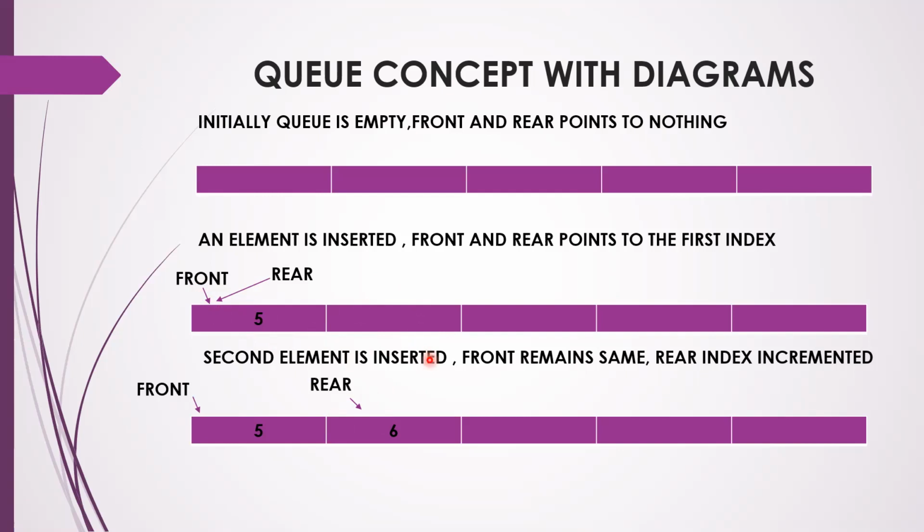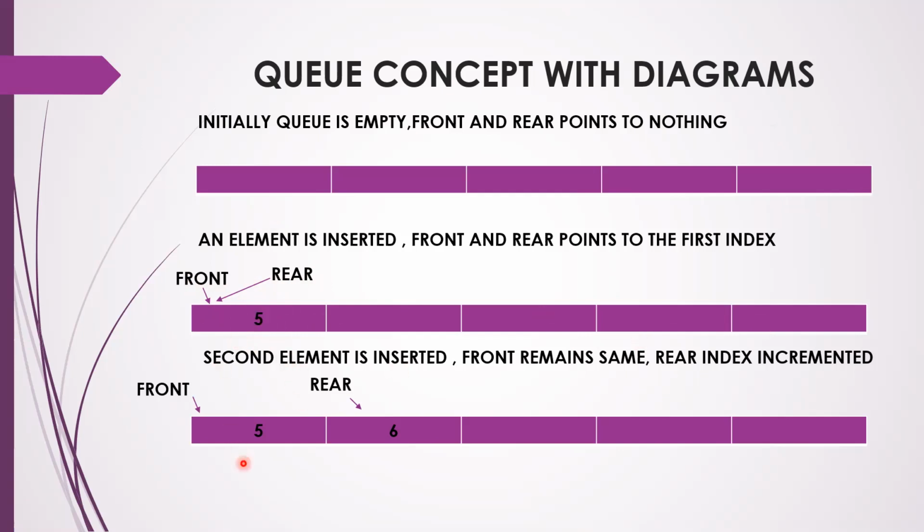So insertion always occurs at the rear end, at the back end. So you have to first change the rear end, that is you have to increment it, and then you have to do an insertion. So initially you will have an empty queue. This is an array. We are implementing queue using array. So you have an array of size 5. First I'm inserting one element. That time the front and the rear will point to 0. Front is equal to 0, rear is equal to 0, because we don't have any other elements except 5.